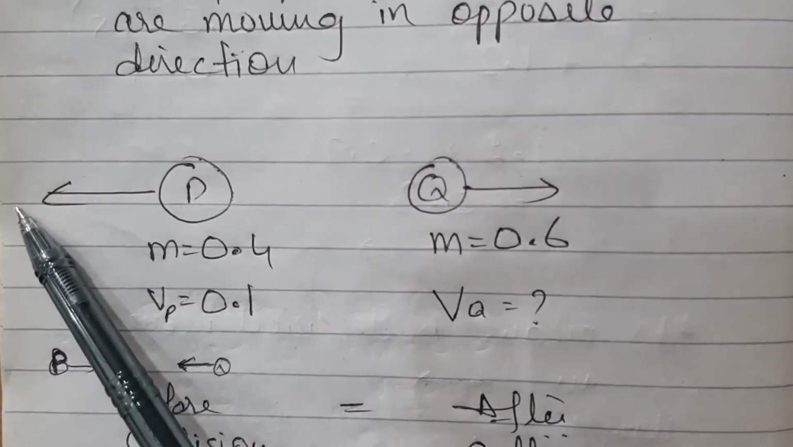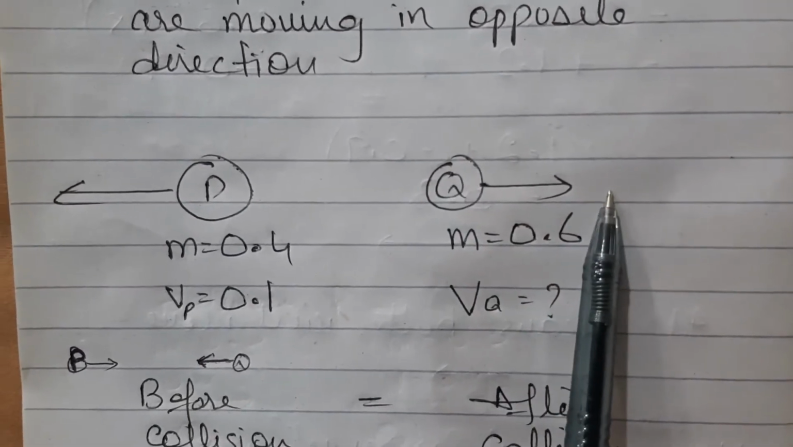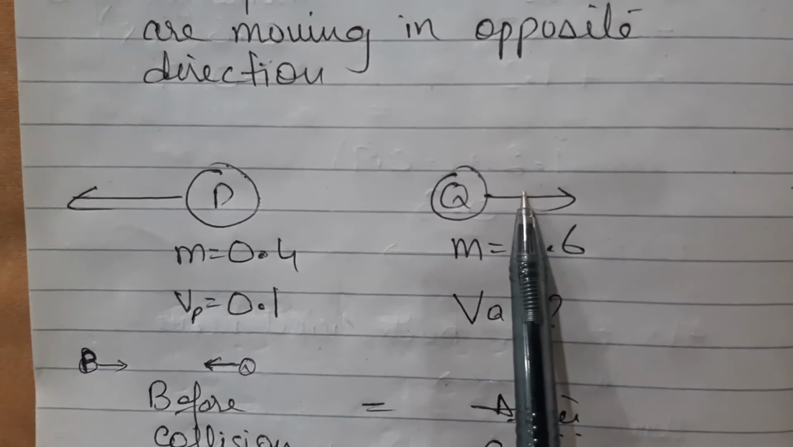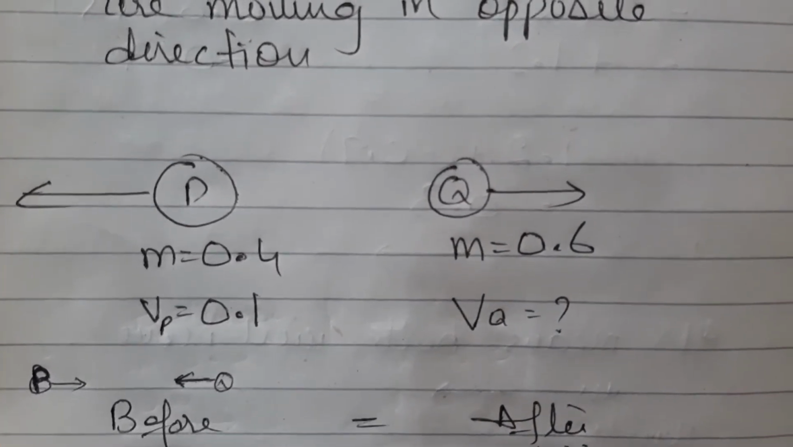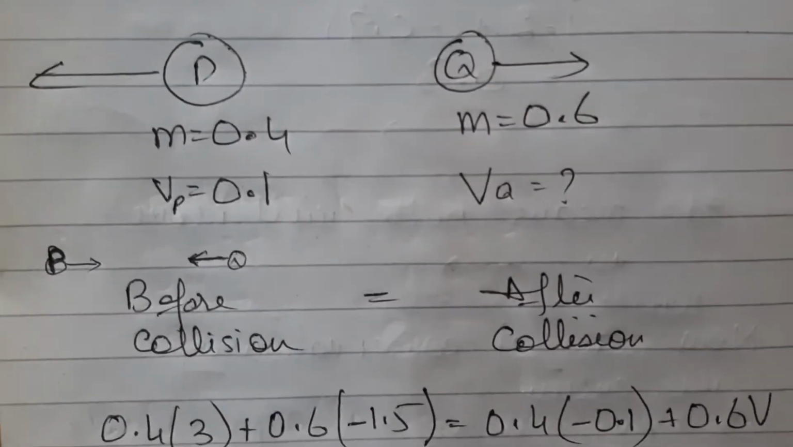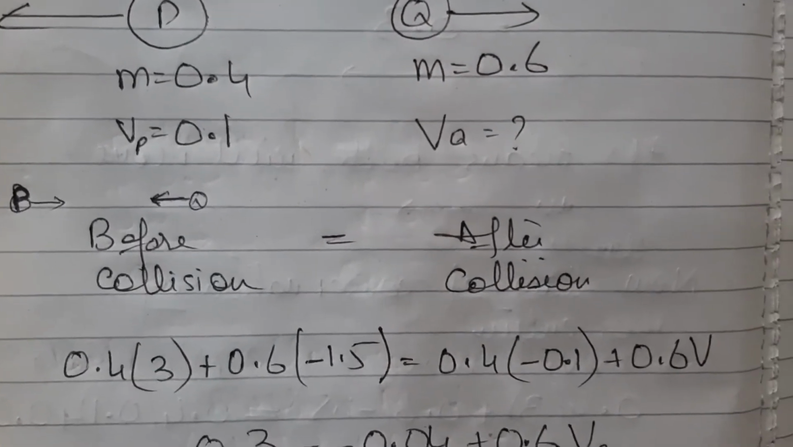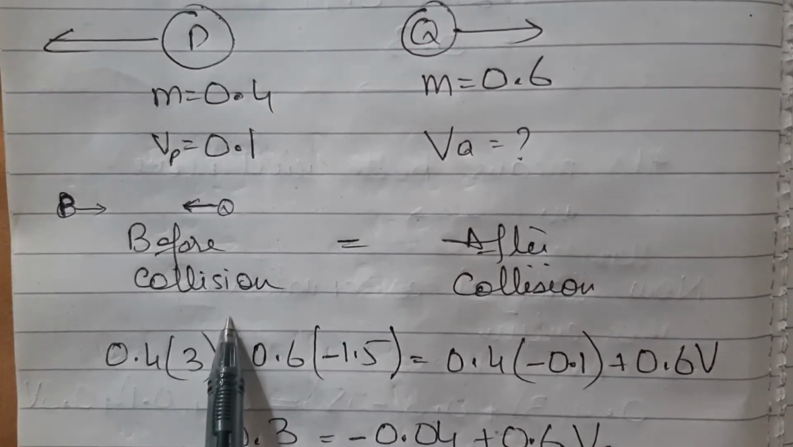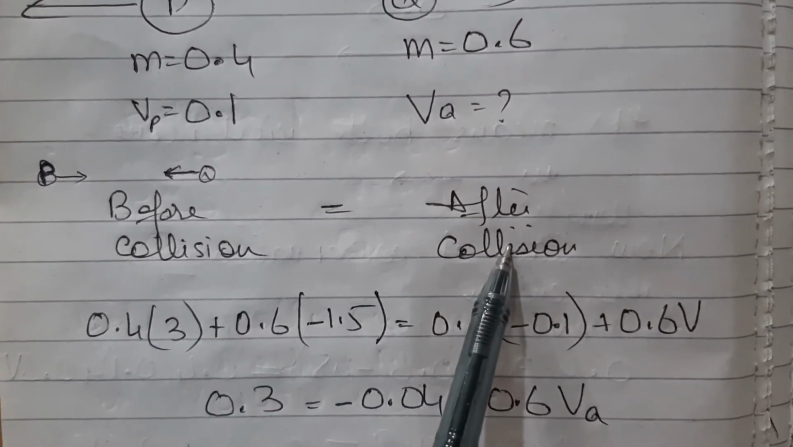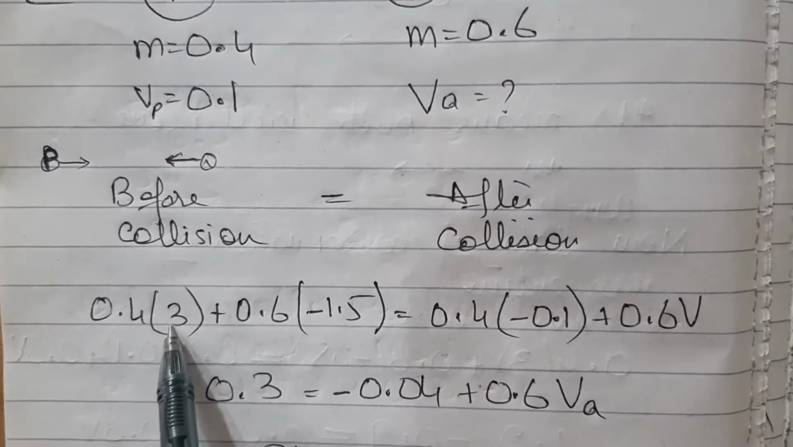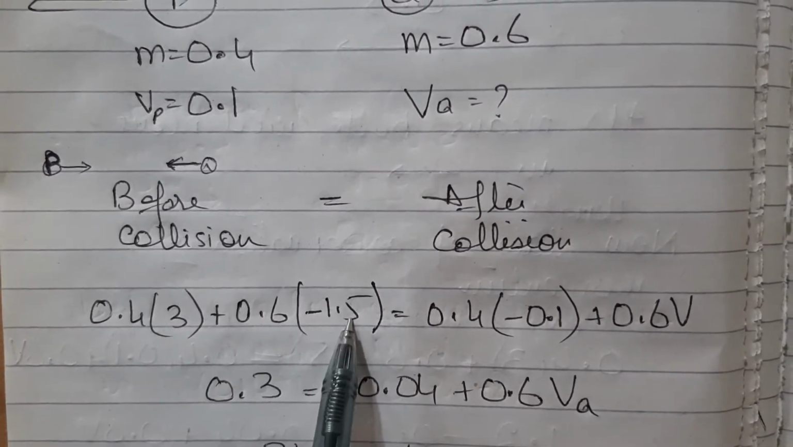P is going in this direction, Q is going in this direction, and then it is asked that after 3 seconds, what will be the distance between them? Okay, so let's see. According to the law of conservation of momentum, the momentum of the bodies before collision is equal to after collision. So momentum is mass into velocity, mass into velocity.